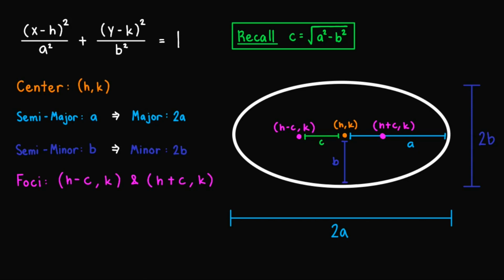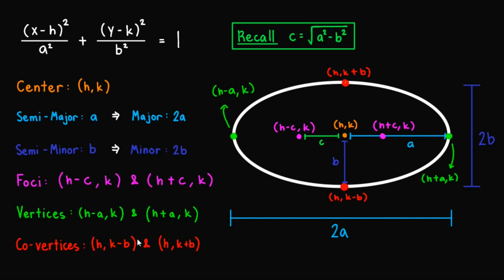Next, we also learned how to obtain the vertices, which is given by the points (h minus a, k) and (h plus a, k). Lastly, we also learned how to obtain the points of the co-vertices. This is given by (h, k minus b) and (h, k plus b). And so that is how we obtain the parts of an ellipse from its equation if it is oriented horizontally. So you may take a screenshot of this one for your reference later on.